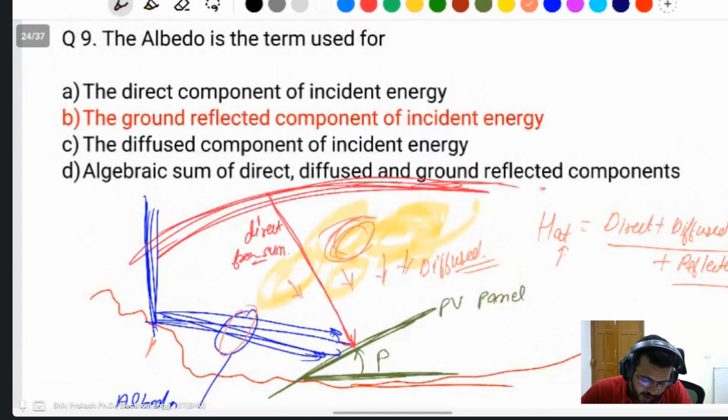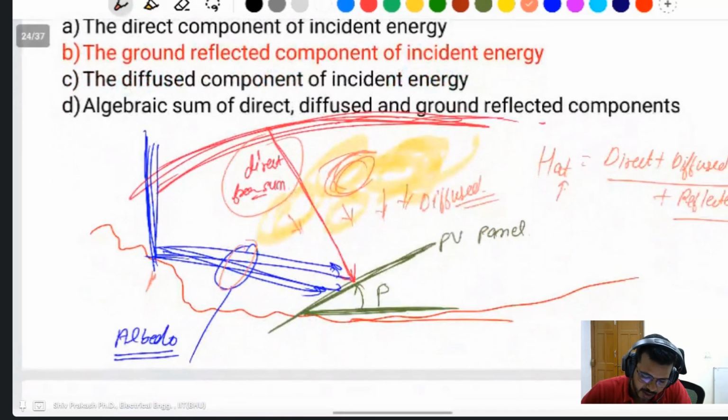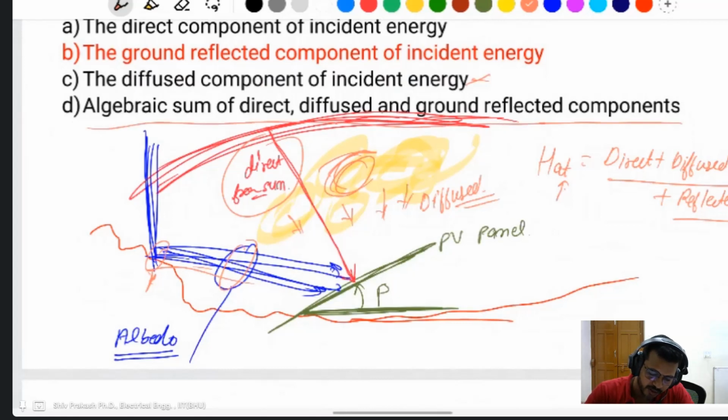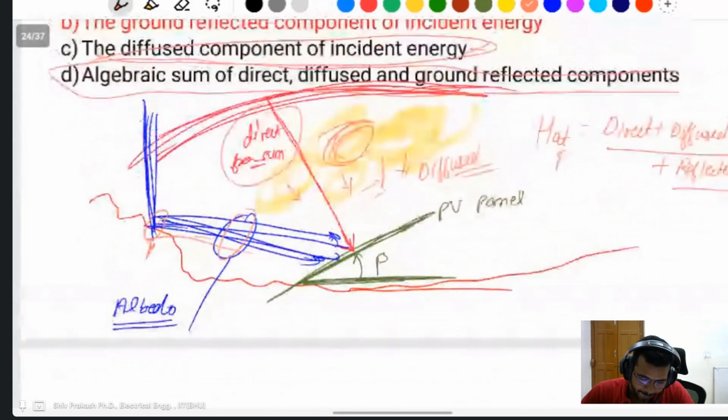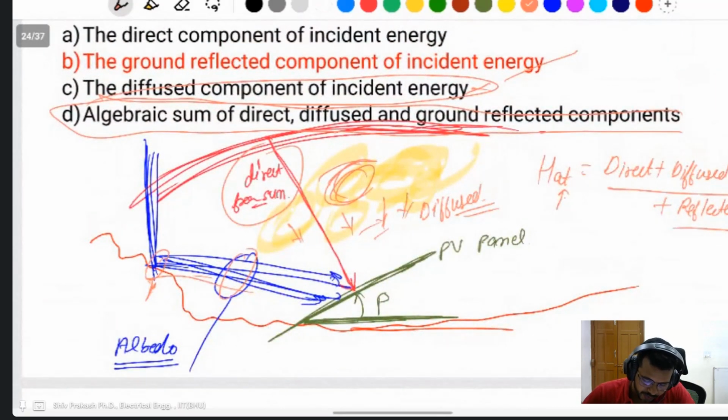The options given: the direct component of incident energy. No, direct is the sun. The ground reflected component of the incident energy. Yeah, this will be reflected by some mountain or some other thing. The diffused component of incident energy is from only clouds or the air's moisture in the atmosphere of the earth. The algebraic sum of direct, diffusion and ground reflected components will be the total energy. This is the diffusion by the clouds. So the reflected part is known as the albedo.